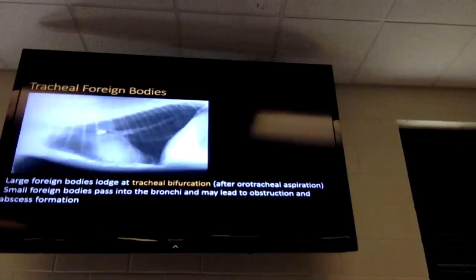And tracheal foreign bodies can happen, like in hunting dogs. They can aspirate foreign bodies. And usually these will lodge at the tracheal bifurcation, which is also called the carina. So that's the most common location for tracheal foreign bodies. And if these are really tiny, they can also pass on to the main stem bronchus. Okay.